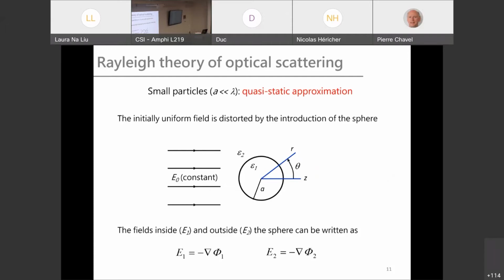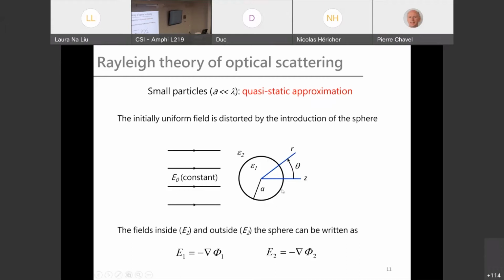It means that if I have a small nanoparticle with diameter 2a, or radius a, and my operating wavelength is lambda, the dimension of my nanoparticle is far smaller than the wavelength of the incoming light. In this regime, we can treat the entire problem with the quasi-static approximation, and we can use the Rayleigh theory of optical scattering.